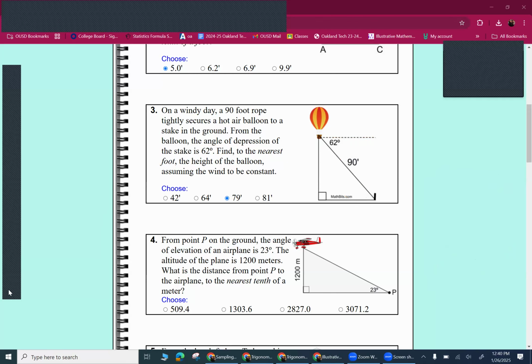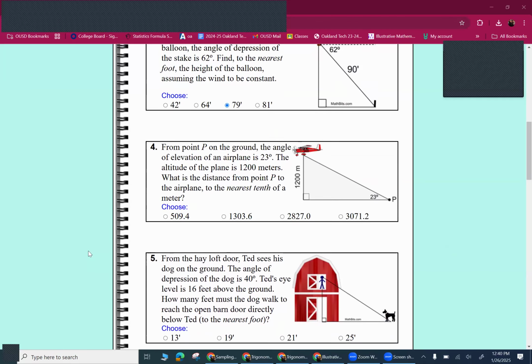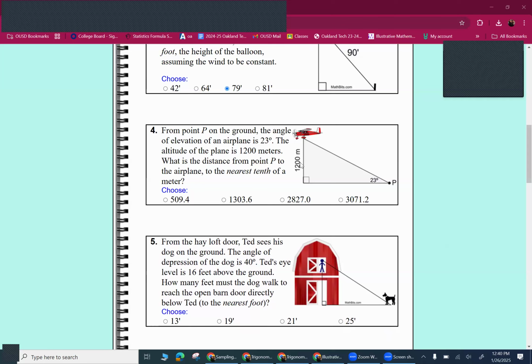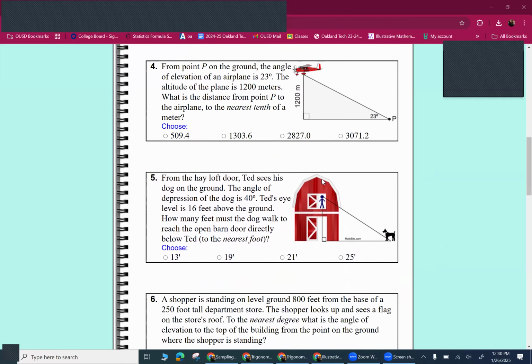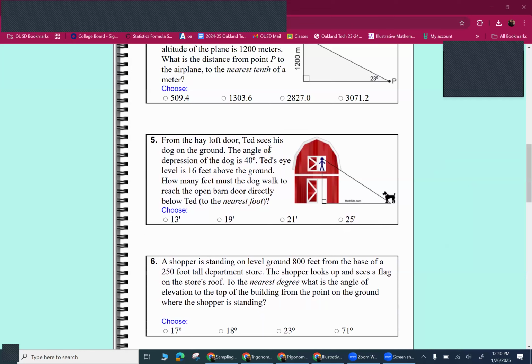Clear all drawings. All right, do I want to do this one? From a point on the ground, the angle of elevation is 23. It's 1200. I'm not going to do this one. I'm going to ask you very quickly, probably in the chat, to label something, but I'm not going to do that one. Next one, hayloft door.